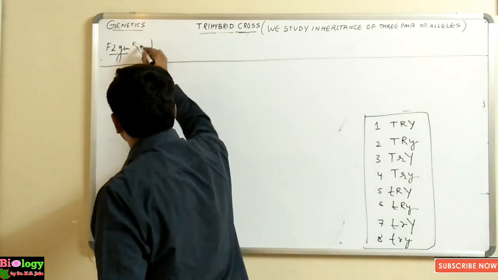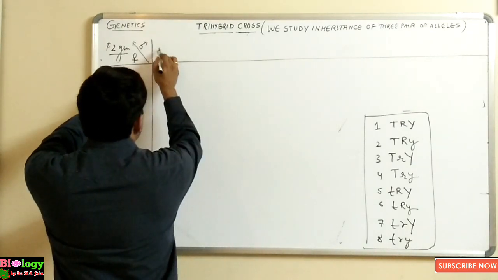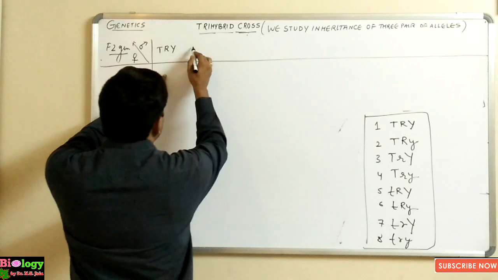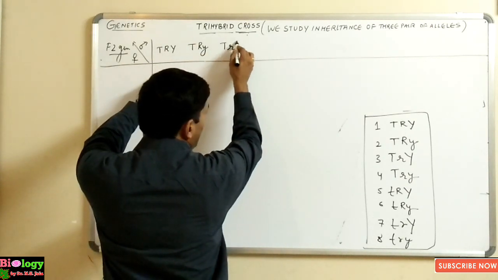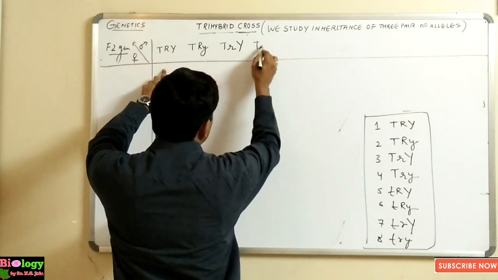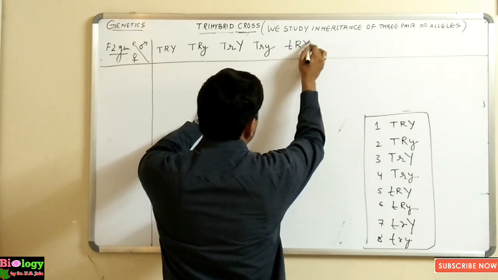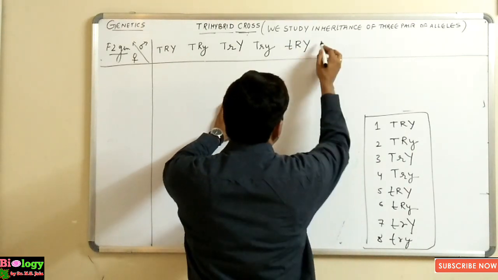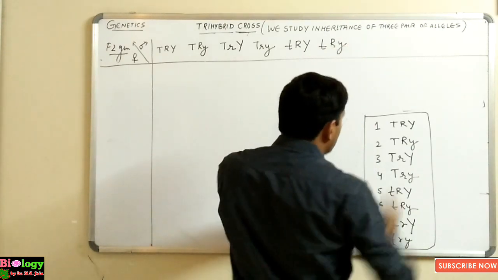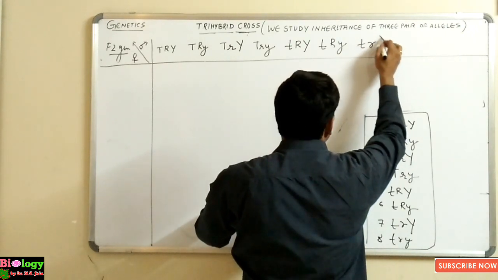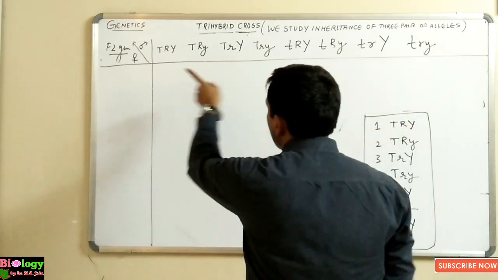You know very well that here we write the male gametes and here we write the female gametes. So very first we write capital T, R and Y, then capital T, capital R and small y. Third one is capital T, small r and capital Y. Fourth one is capital T, small r and small y. Fifth one is small t, capital R, capital Y. Sixth one is small t, capital R and small y. Then small t, small r and capital Y. And last one is small t, small r and small y. I made 8 gametes.